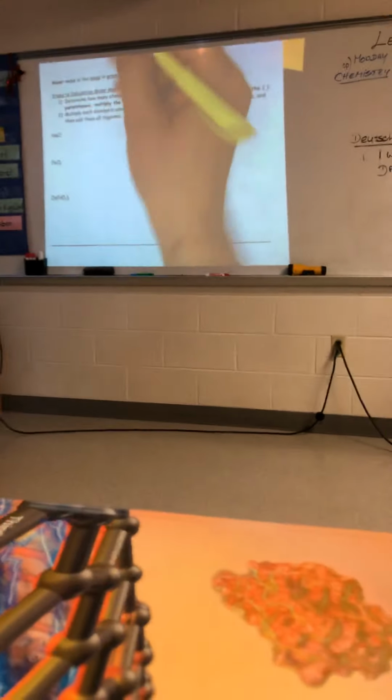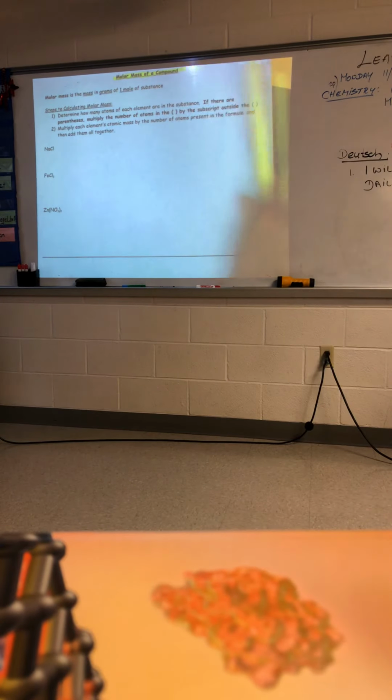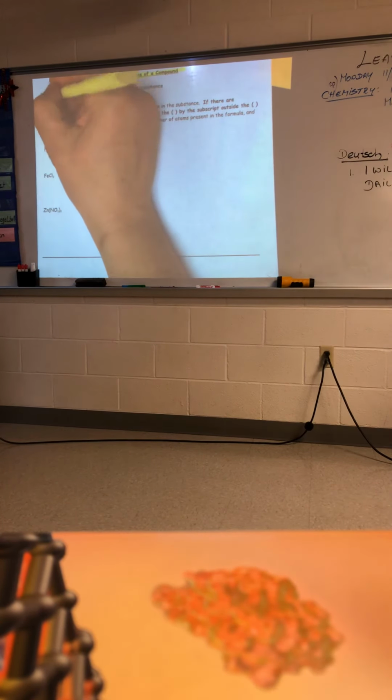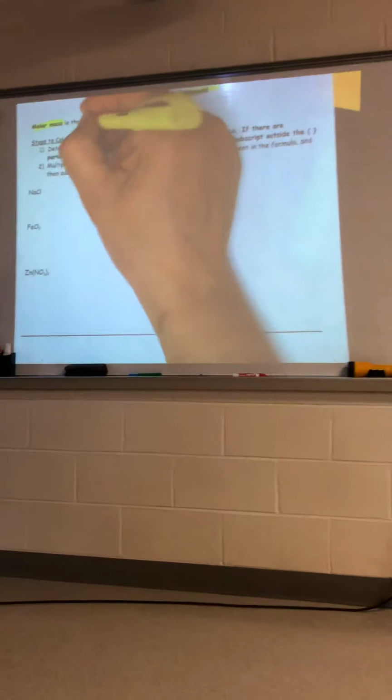Good afternoon, students. Hello. Today we are studying the molar mass of a compound. The molar mass is the mass in grams of 1 mole of substance.